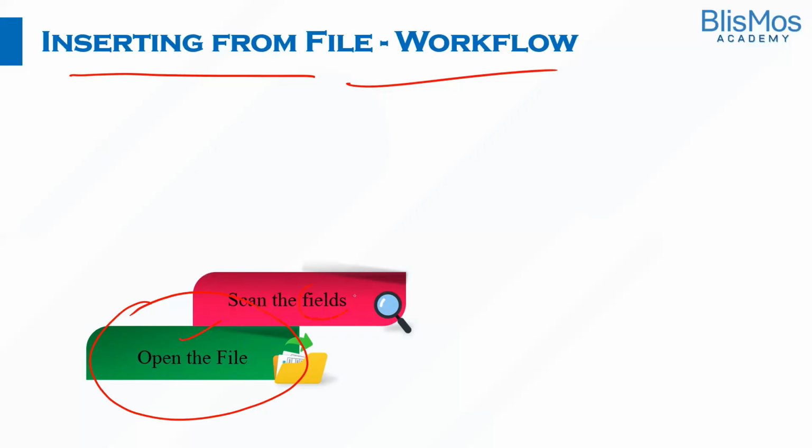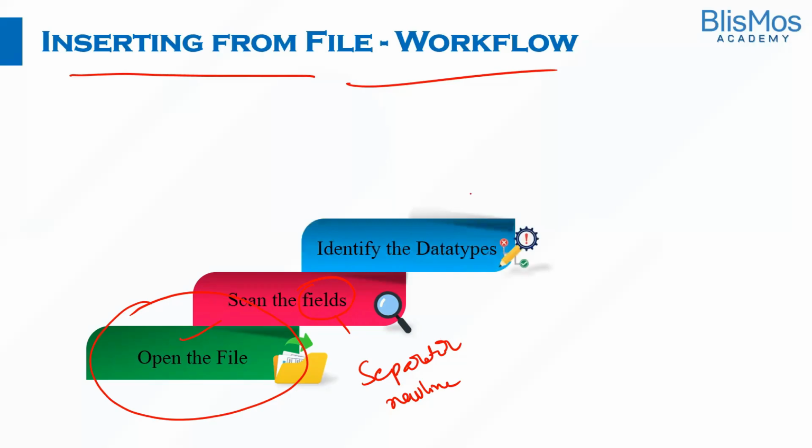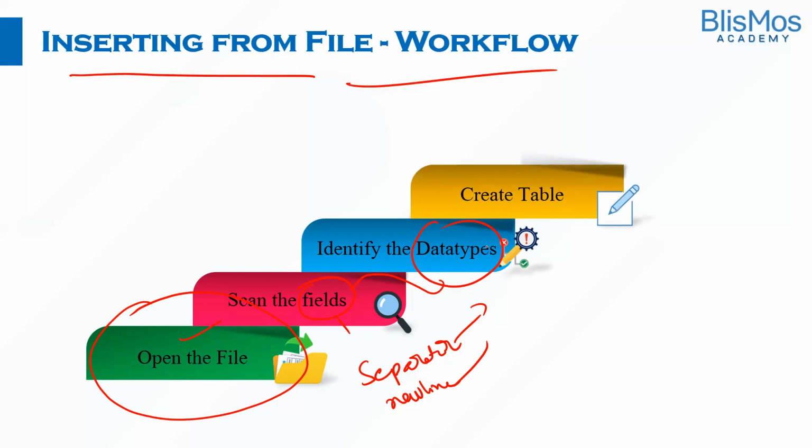You are scanning the fields in a file. You are scanning the separators. You are scanning, is there any new line? So you'll be scanning the file to check what kind of fields are there, what kind of separators are there, and whether we have a new line or not. After scanning the file, you have to identify the data types based on your analysis earlier. After identifying the data types and observing other aspects like separators and new line, considering all those things, we have to create the table.